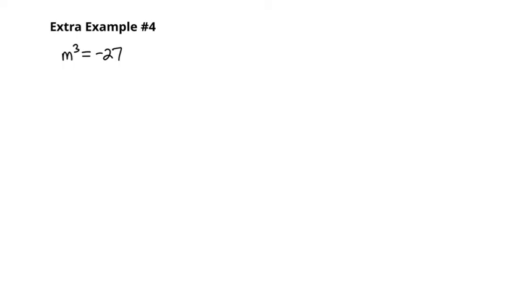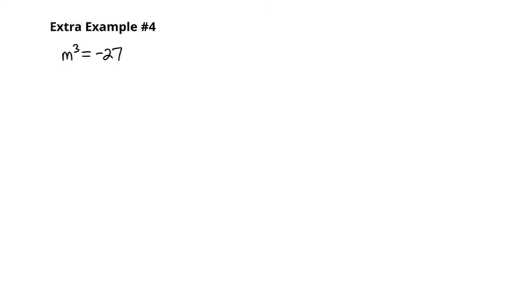This is extra example number 4, and this time we're not solving an x squared equation, we're solving an x cubed equation, or whatever your variable is, cubed to the third power. So our variable here is m this time. So m cubed equals negative 27. Uh-oh, negative, but that's okay if we're solving with an m cubed equation. Variable squared, if it was equal to a negative, that's when we get our imaginary answers. But it's okay when we're doing cube roots.